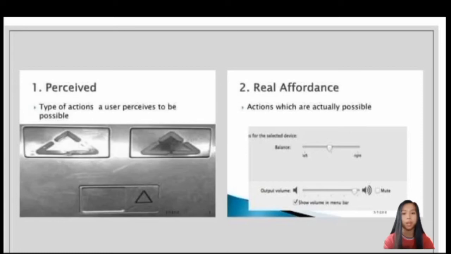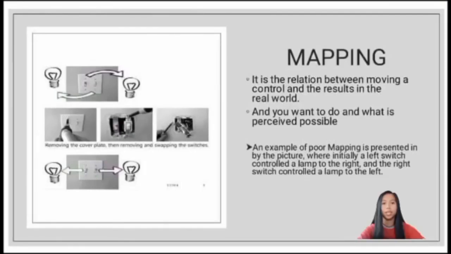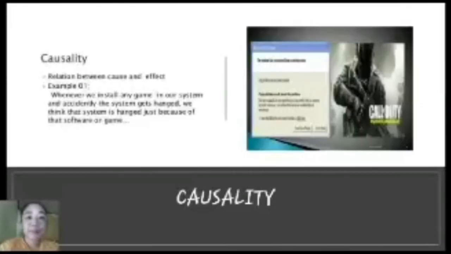Example is the one in the picture, the volume of your phone is for making the sound louder and softer. Mapping. It is the relation between moving a control and the result in the real world. And what you want to do and what is perceived possible. An example of poor mapping is presented by the picture, where initially a left switch controlled a lamp to the right, and the right switch controlled a lamp to the left.